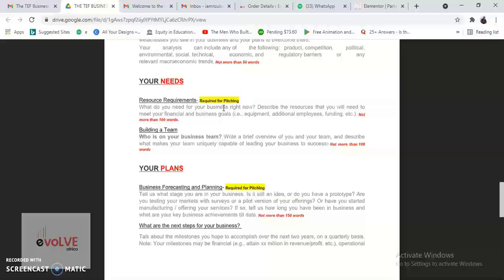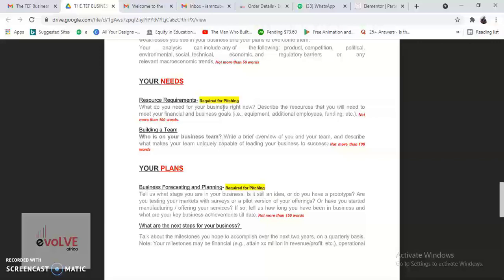I would advise you to allocate prices to each one you're mentioning, and all of them should drive towards the amount you're looking for from TEF. And of course, your team. Just describe your team. It can't be only you. Talk about your team, people who will be handling different sections of your business.